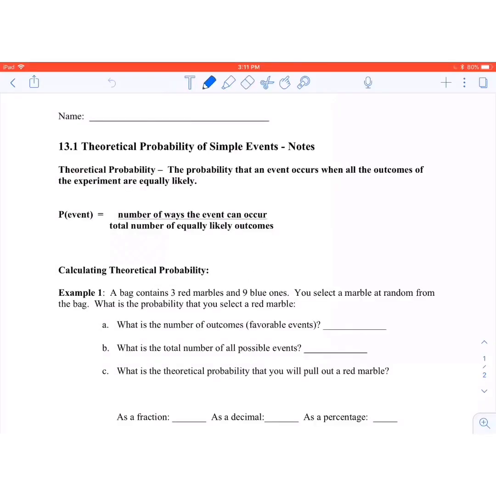13.1 Theoretical Probability of Simple Events. So today we're going to continue to talk about more on probabilities. Again, simply put, chances of an event happening. So here we're going to focus on theoretical probability.